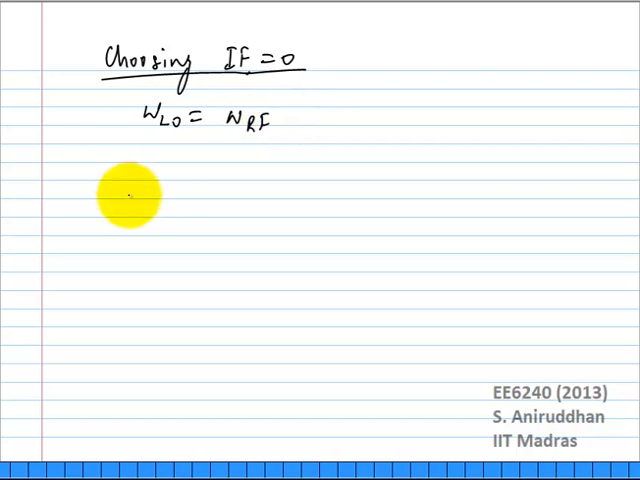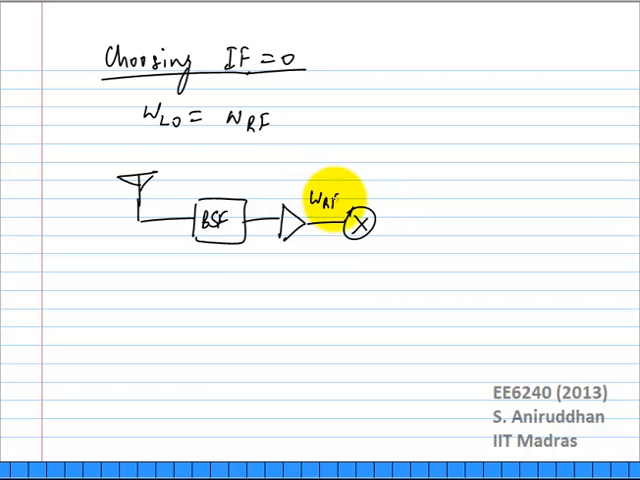So your receiver becomes very simple. Let me just draw that here. Do I need an image reject filter now? There is no image, so I don't need an image reject filter. The local oscillator for the mixer will be omega RF. What do I get here? I directly get the baseband signal right here. I have completely removed the carrier. I no longer have an intermediate frequency.